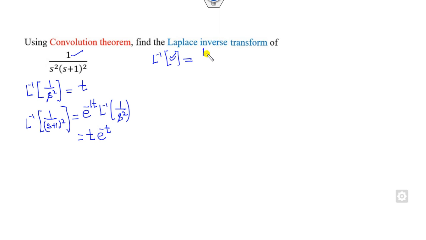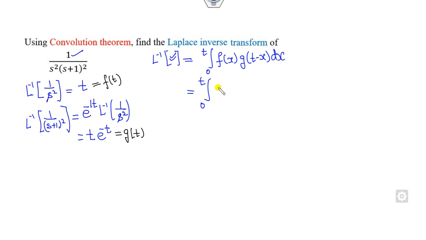You can write here, it is the integral from 0 to t of f(x) g(t minus x) dx. So you can choose any one as f and the other as g. So I choose this as my f and this as my g. So it will be x, replacing t with t minus x, so (t minus x) e raised to power minus (t minus x). Fine. So e raised to power minus t is outside. Then it will be the integral of (tx minus x square) times e raised to power x dx.